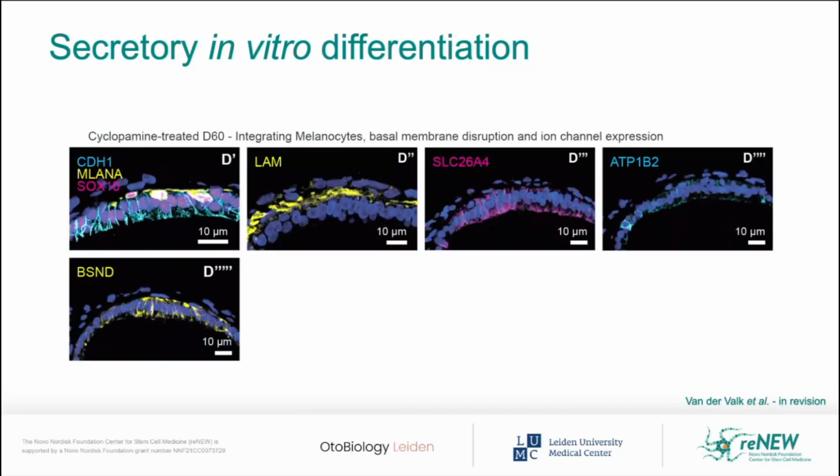We can look a little bit more closely at other characteristics. These first images are the melanocytes. Melanocytes are known to interact with this epithelium, form connections and contribute to the function of these dark cells. And we can see that these melanocytes really home to this epithelium. They also disrupt the basal membrane, as is known from human inner ear development. And we can look at some proteins that are known to contribute to its function. These are ion channels: pendrin, ATP1B2, and barttin. We can see that these are also expressed in these dark cells, the DAG1 positive cells.